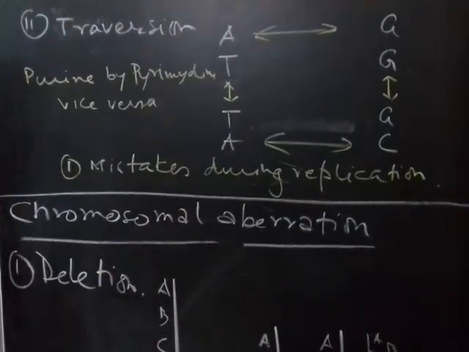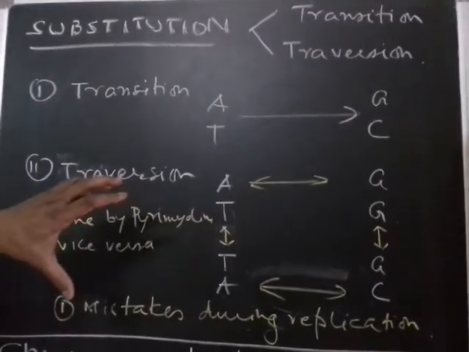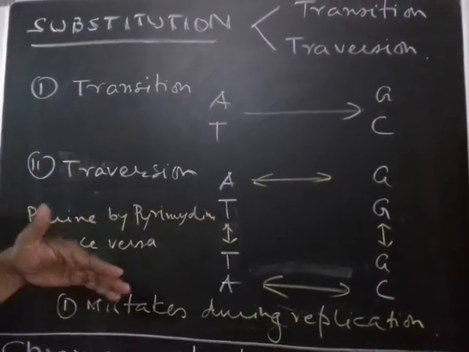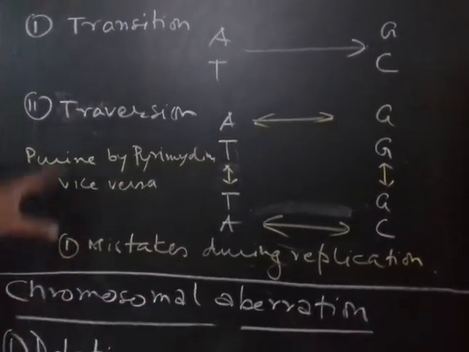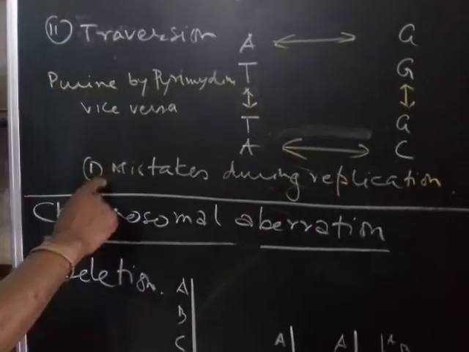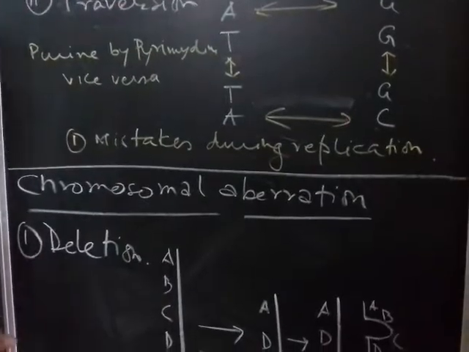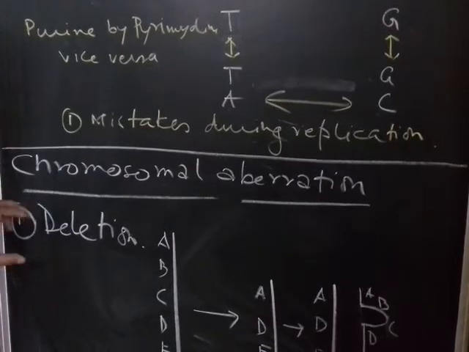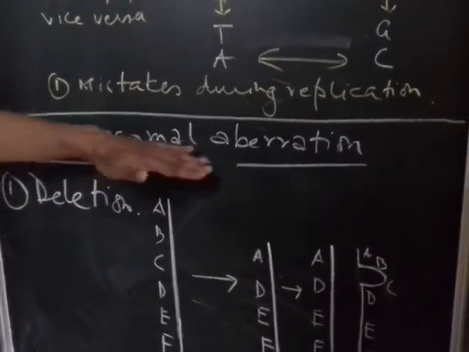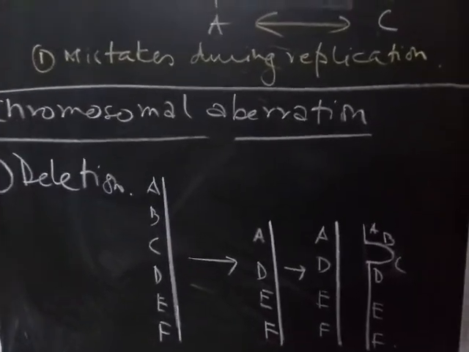So substitution leads to wrong sequencing in the DNA, that will lead to wrong sequencing in the RNA, and this leads to genetic disorders. This type of substitution occurs due to mistakes during replication. The third type is chromosomal aberration. We'll study this in detail in the next course, but let us see some of these types of mutation in detail on the digital board.